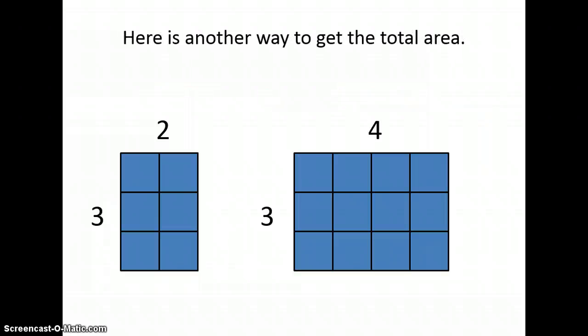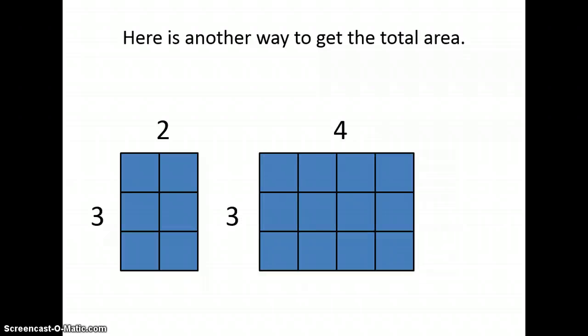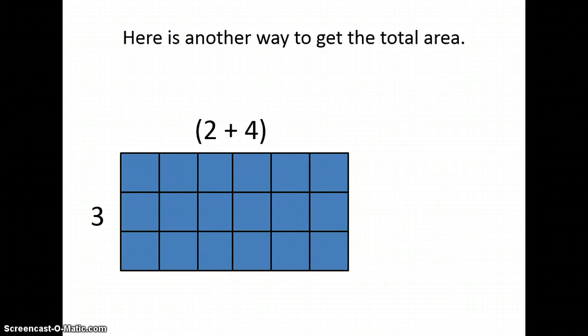But here's another way to get the total area. If I were to push these two together, now look what happens to the length of my rectangle. My original rectangle, right here, was a 2 by 3, and my second original rectangle was a 4 by 3. But when I put them together, I now have 1, 2, 3, 4, 5, 6 is my length. So 2 plus 4, 6. Okay? Keep that in mind.